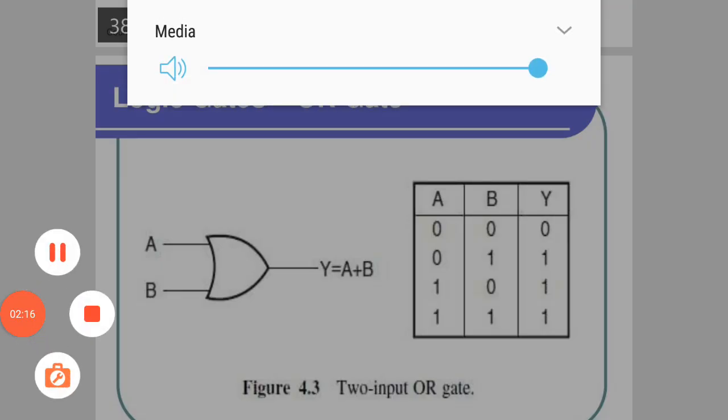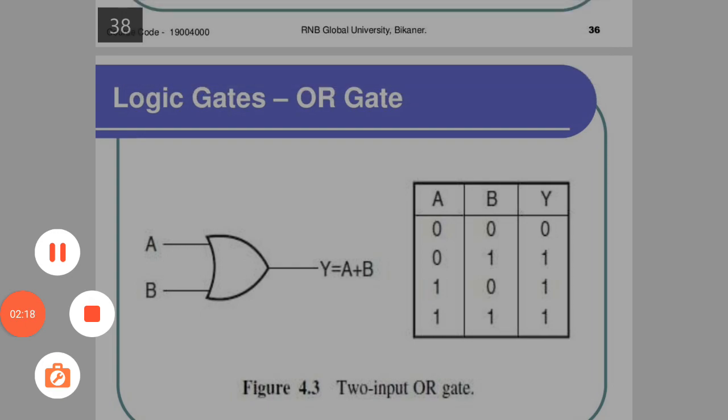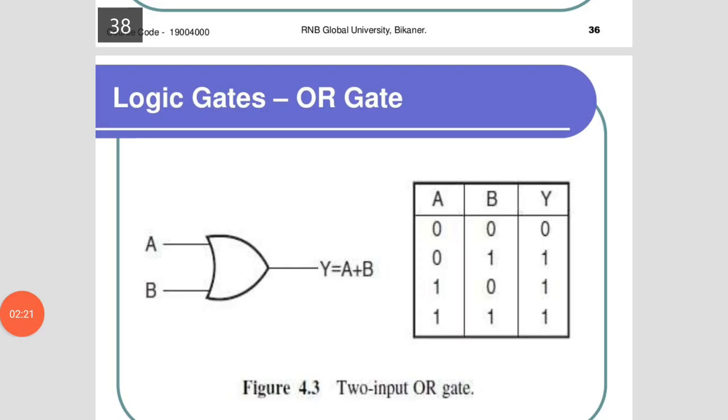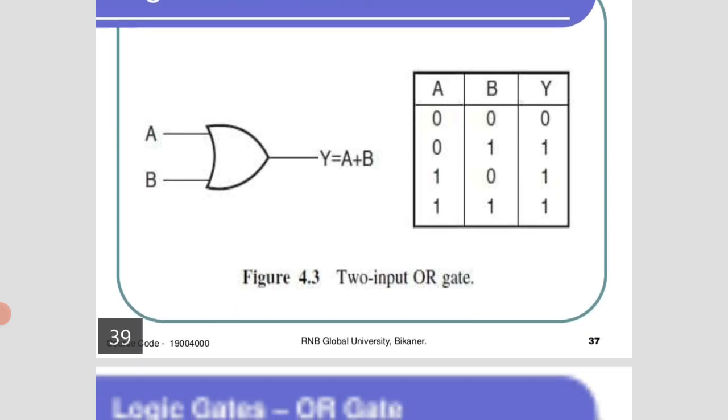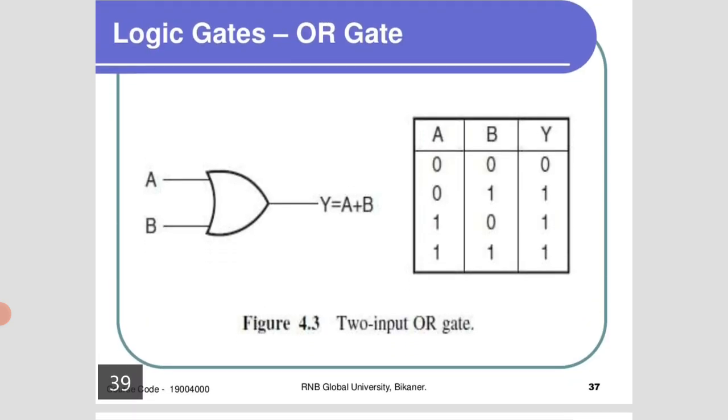The truth table of the OR gate is: 0 0, output is 0; 0 1, output is 1; 1 0, output is 1; and 1 1, output is 1. This is the two input OR gate.